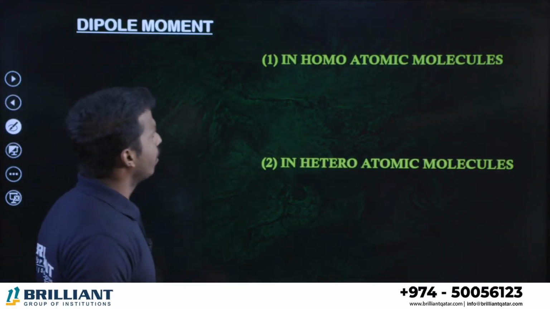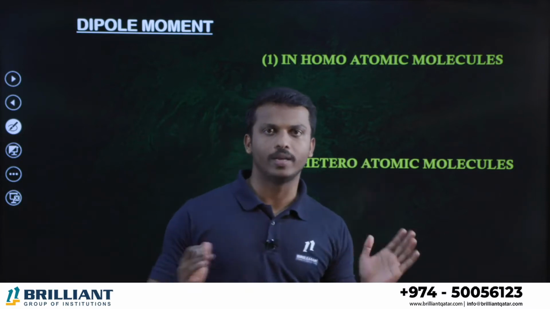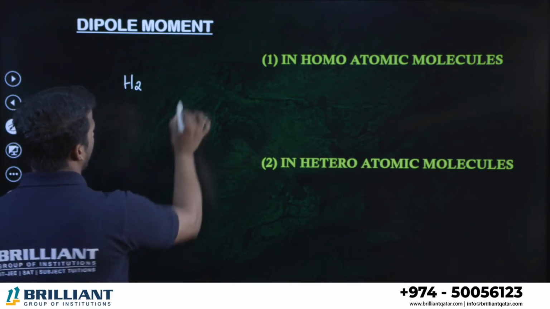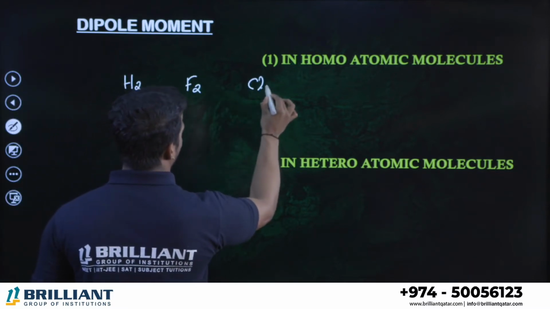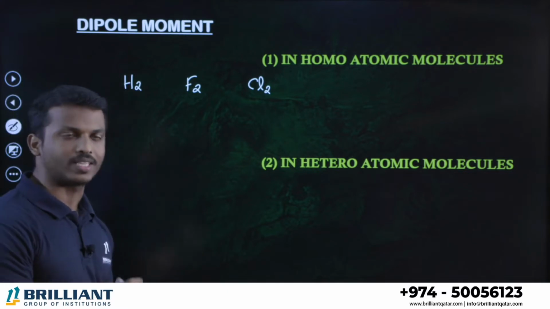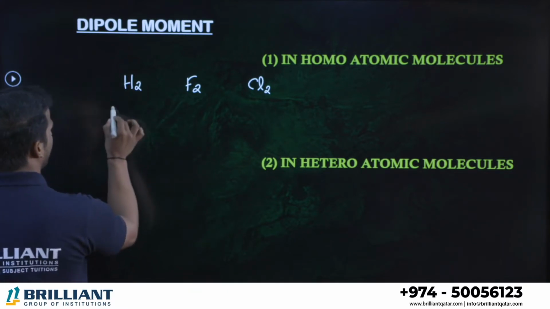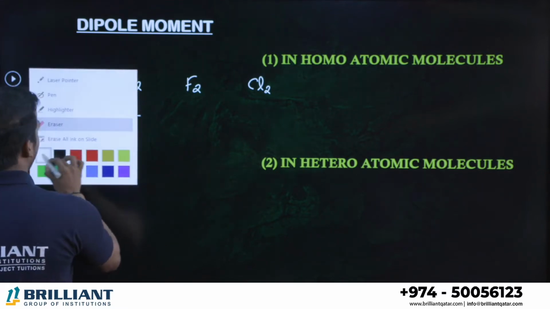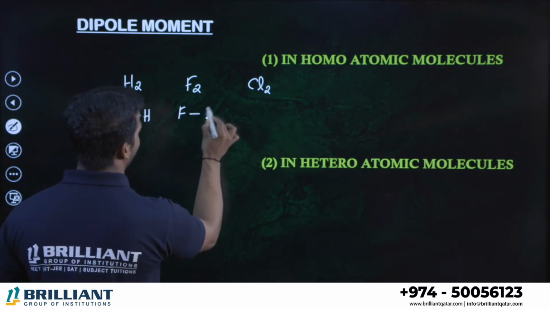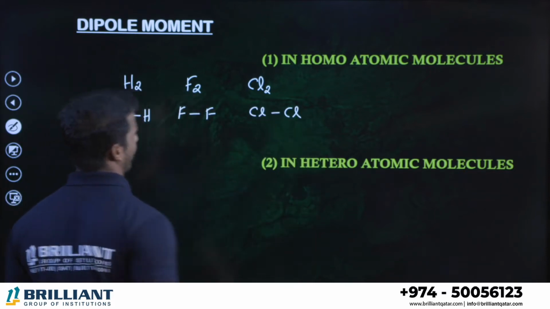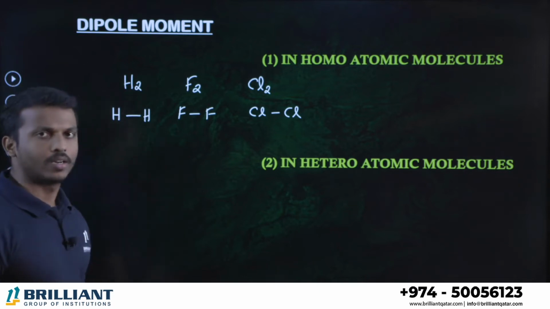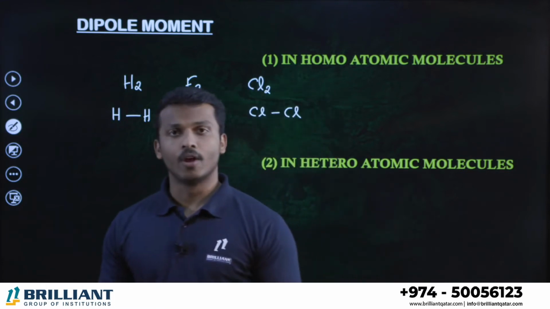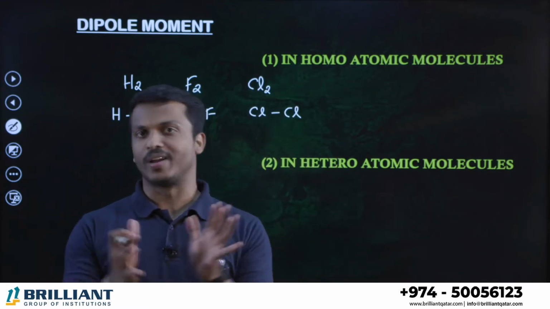Okay, we can go to the topic. First, I am discussing homoatomic molecules. Homo means the same. For example, you consider hydrogen, H2 molecule, fluorine molecule, chlorine molecule. You can represent the H2 molecule like this, H-H. Here it is F-F. Here it is chlorine and chlorine. So when you consider H-H, is there any difference in their electronegativity? No, because both are the same element. Fluorine, when you consider, no change in electronegativity.